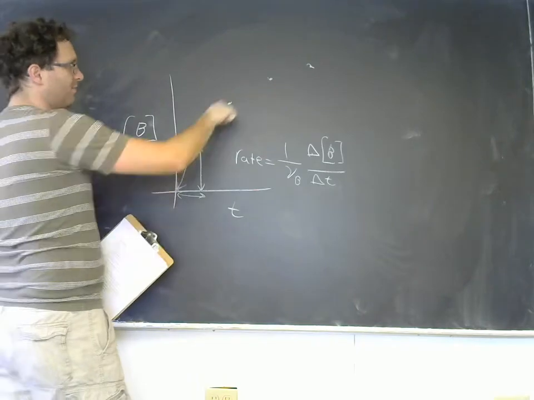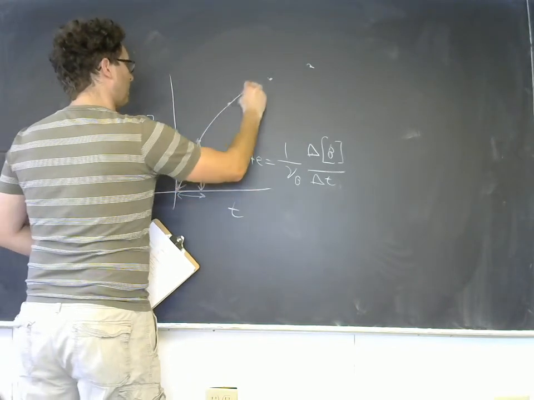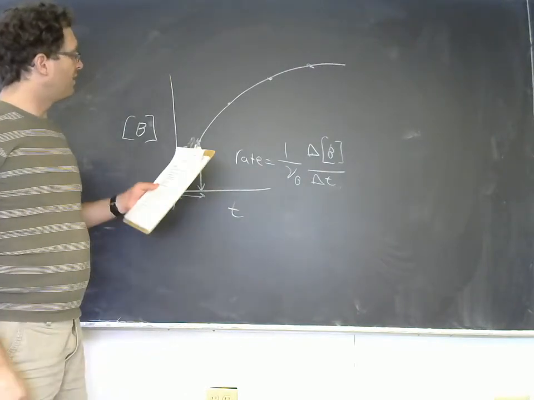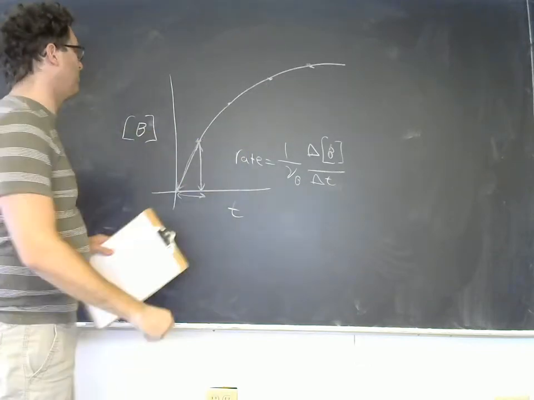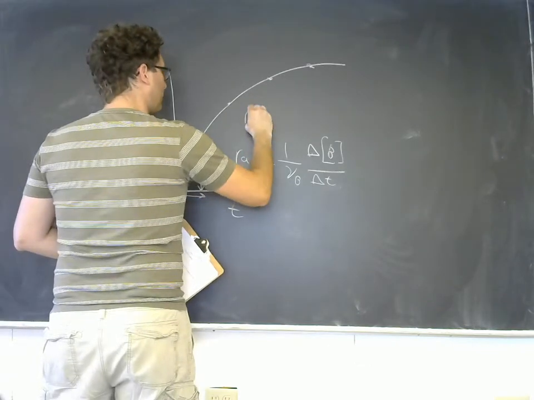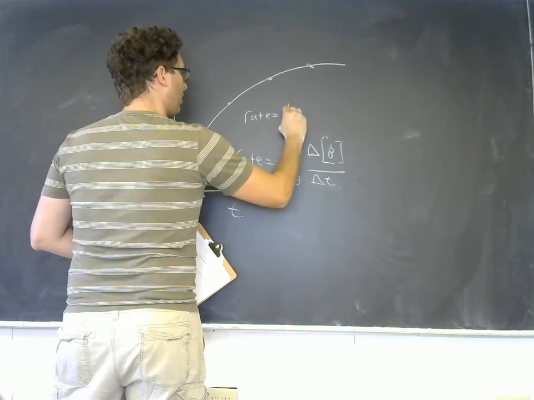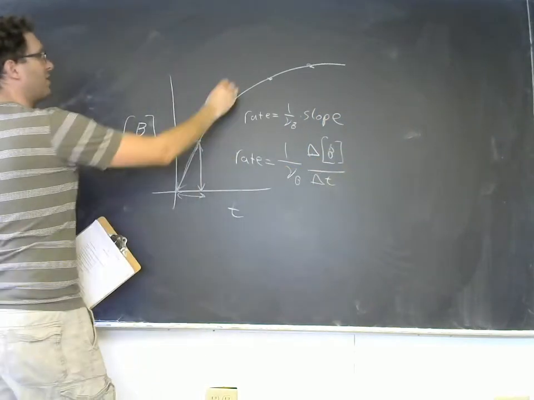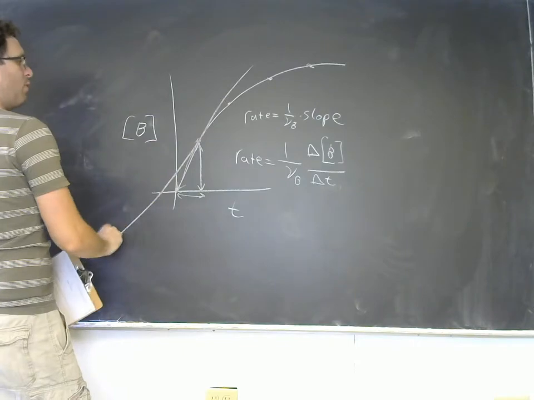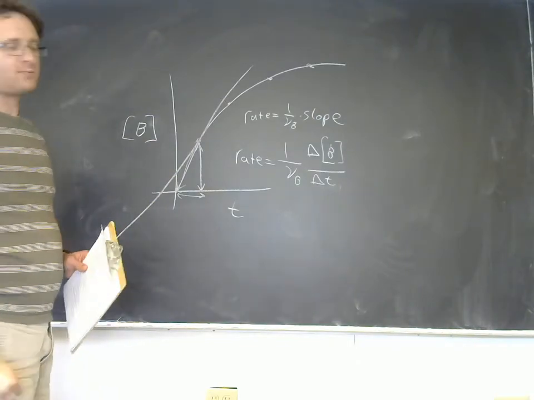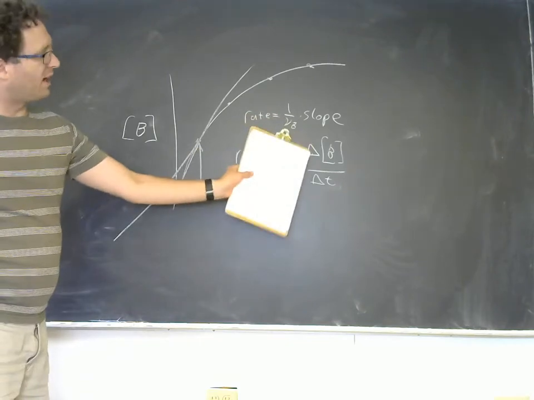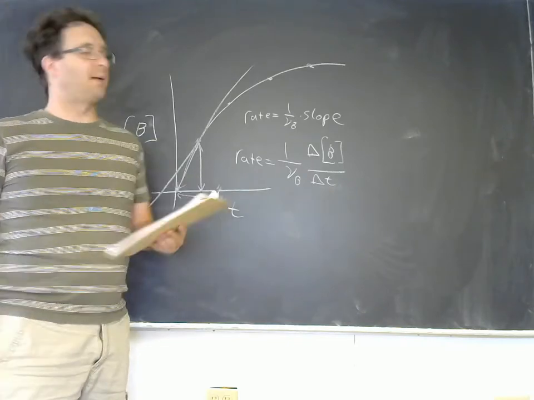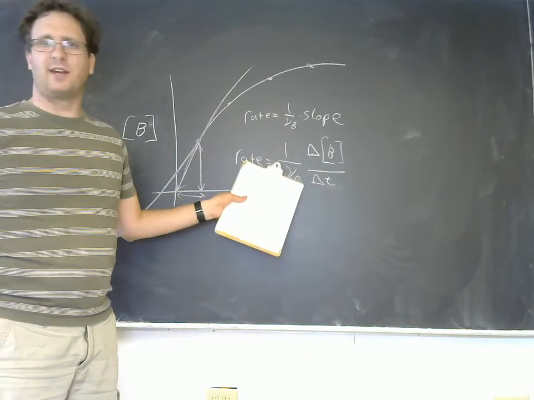If instead of low resolution data, you've used something like an electrochemical probe or a spectrophotometer, and you have high resolution time data, then you can say that the rate is equal to 1 over nu B times the slope of a tangent line at any point along this graph. And really the slope is just delta B over delta T when you have an infinitesimally small time step. So these two different definitions are actually quite consistent with each other.